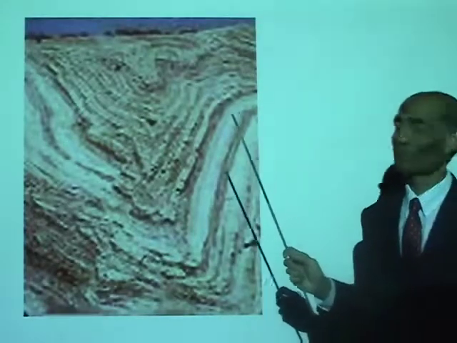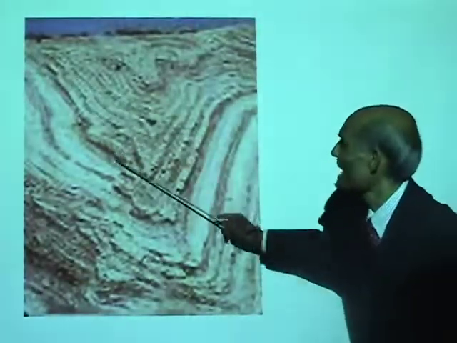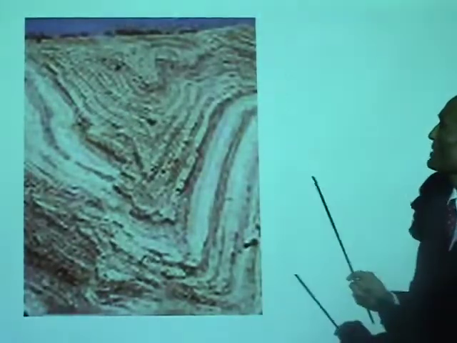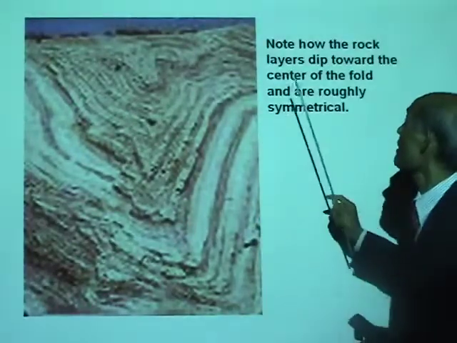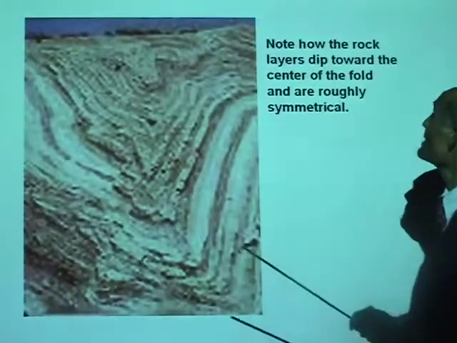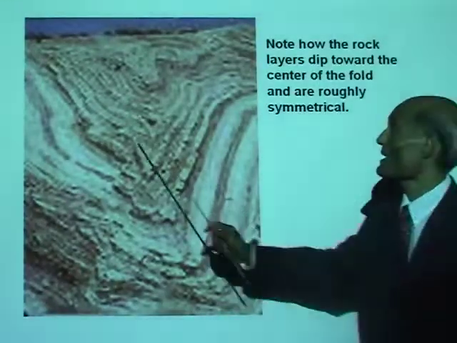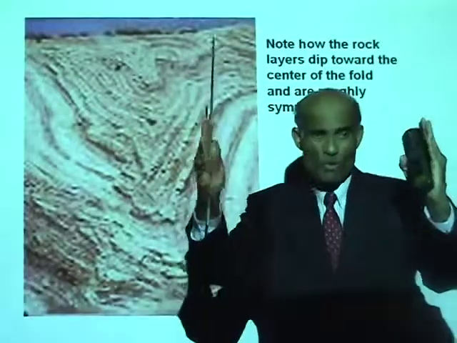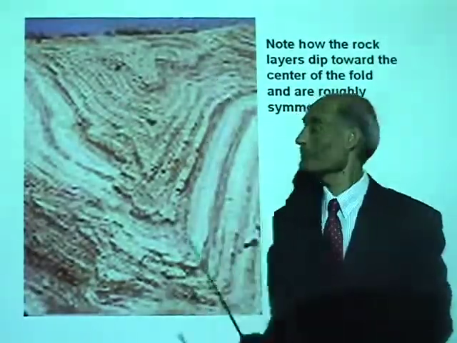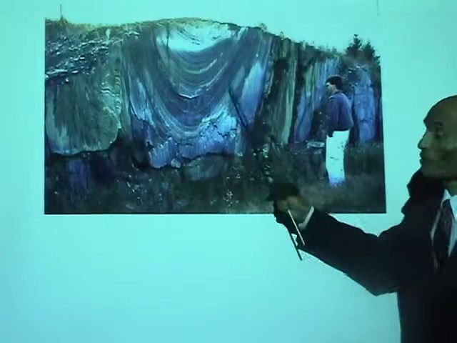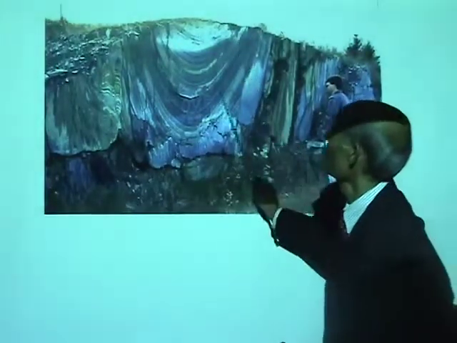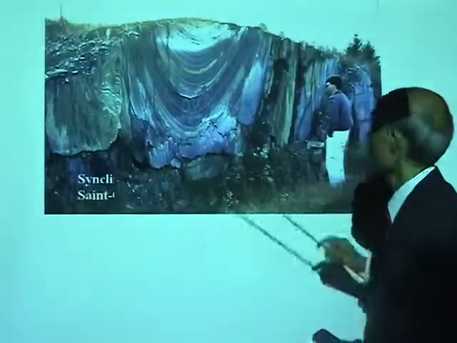Isn't that beautiful? Look at the layers that have been folded down. There's a beautiful representation of that. Note how the rock layers dip towards the center of the fold and are roughly symmetrical, aren't they? They're quite well symmetrical. And this is another example of a syncline. And that's a beautiful picture there.